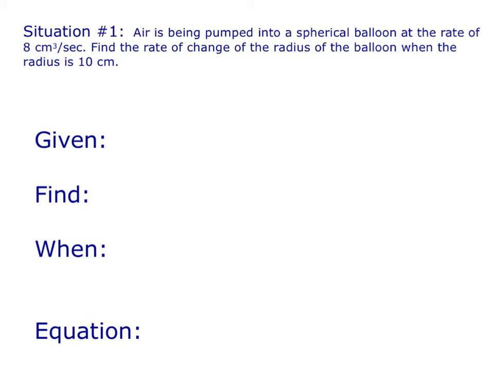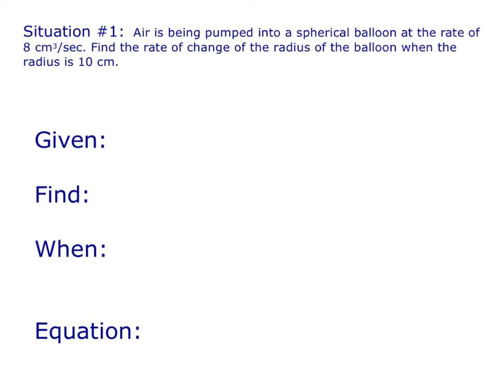Okay, so the first one, situation 1, is that air is being pumped into a spherical balloon at the rate of 8 centimeters cubed per second. We want to find the rate of change of the radius of the balloon when the radius is 10 centimeters. All right, so we have these 4 parts here. We have given information, what we need to find, when, which is also given information, and then set up our equation. So these are the 4 things that we need to set up, okay?